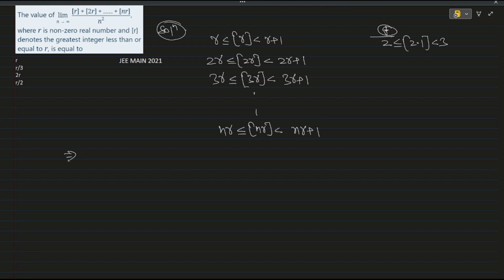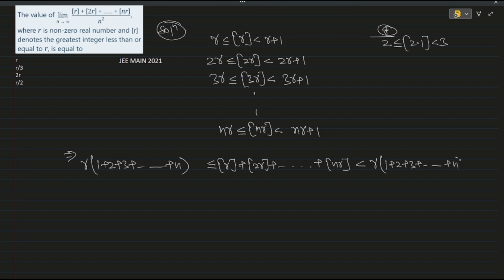So if you add all of them, the greatest integer of r plus greatest integer of 2r and so on, up to greatest integer of nr, will definitely lie between the following. On the left side, you can take r common, so inside will be 1 plus 2 plus 3 up to n. On the right side, again r common with 1 plus 2 plus 3 up to n, and 1 added n times, so plus n. Now you know the formula for 1 to n is n(n plus 1) by 2, so I can write n square plus n divided by 2. Let's suppose this sum is s. It lies between r times that, and r times that plus n.